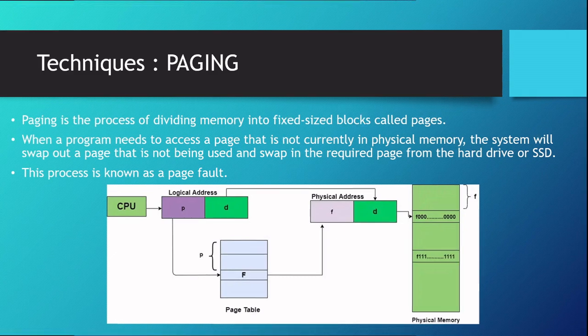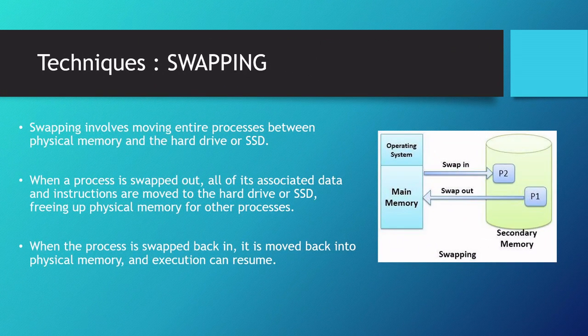Talking about the swapping technique, swapping is a technique in which the process is temporarily moved from the main memory to the secondary memory, that is hard disk, when there is not enough space available in the main memory to hold all the processes that are running simultaneously. This technique is used when the operating system needs to free the memory space for other processes. Both swapping and paging are used by the operating system to optimize the usage of memory resources and improve the performance of the system.